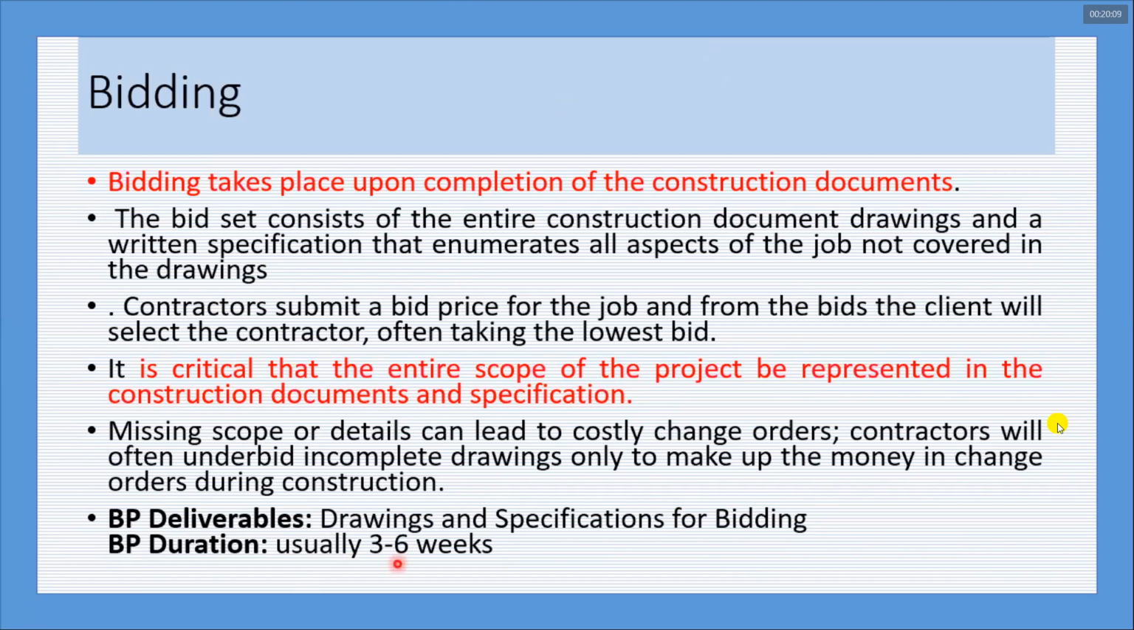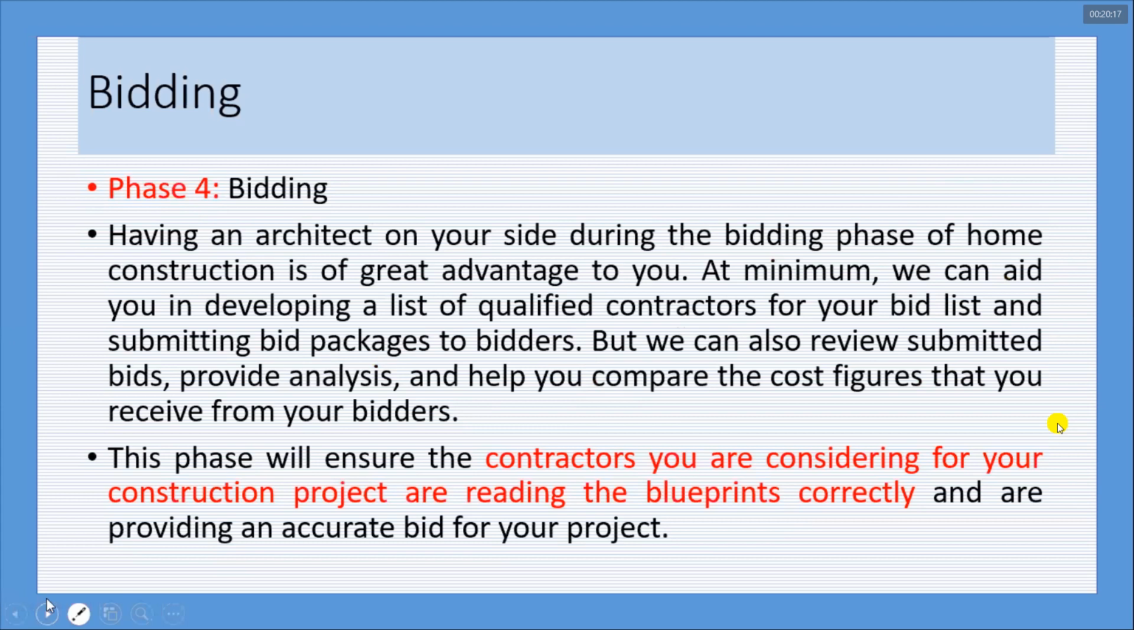So drawings and specifications for bidding. This is delivered in the bidding process and it takes around 3 to 6 weeks. So why during the bid process do you want an architect to be at your site? One, he will provide you a list of qualified contractors for bidding. The second, he will review the submitted drawings and tell you that the existing drawing is according to the proposal you have provided. He can compare the cost figures. He is just assisting your client at his side.